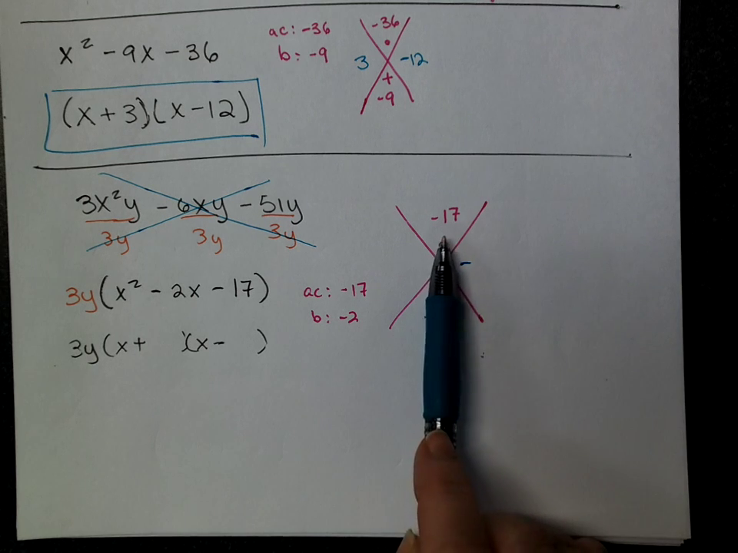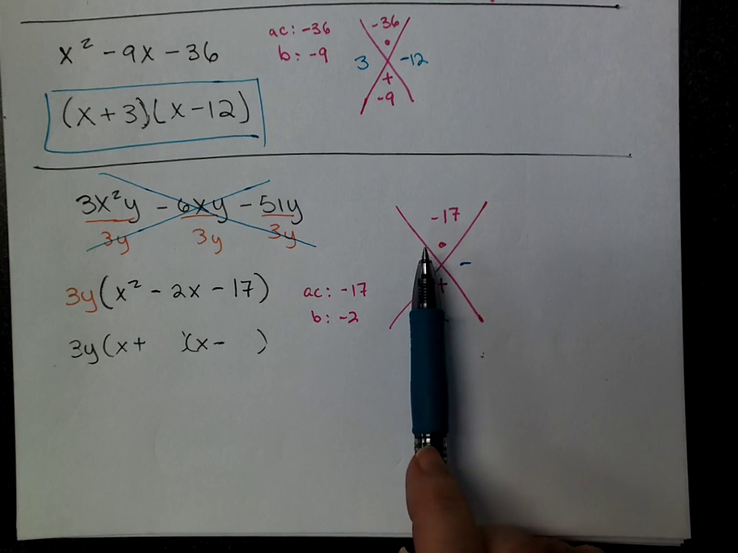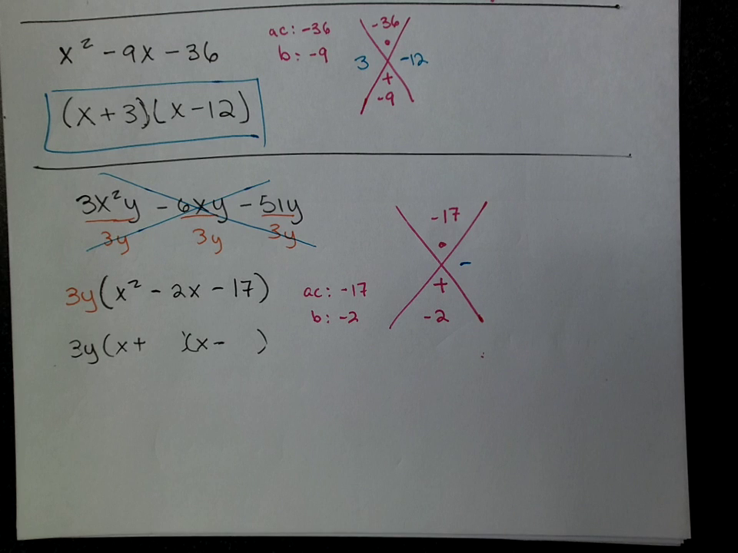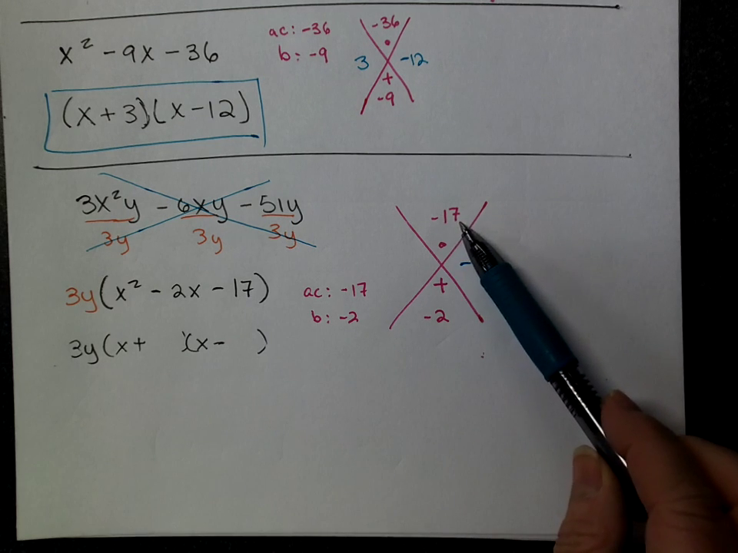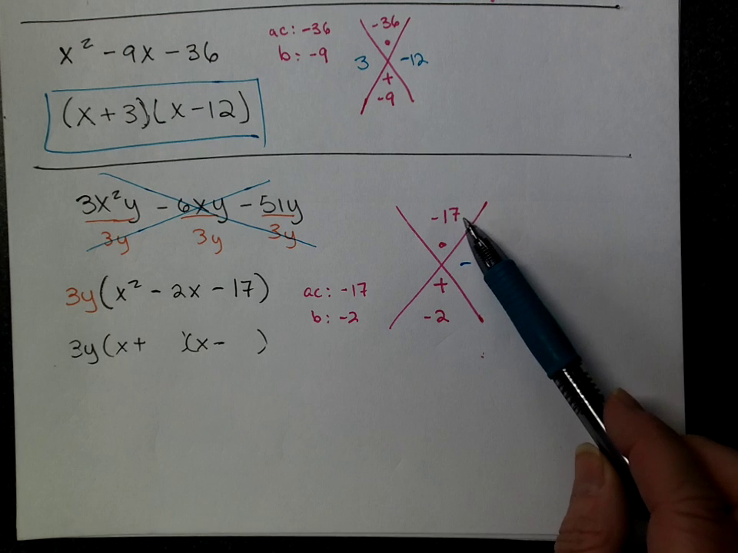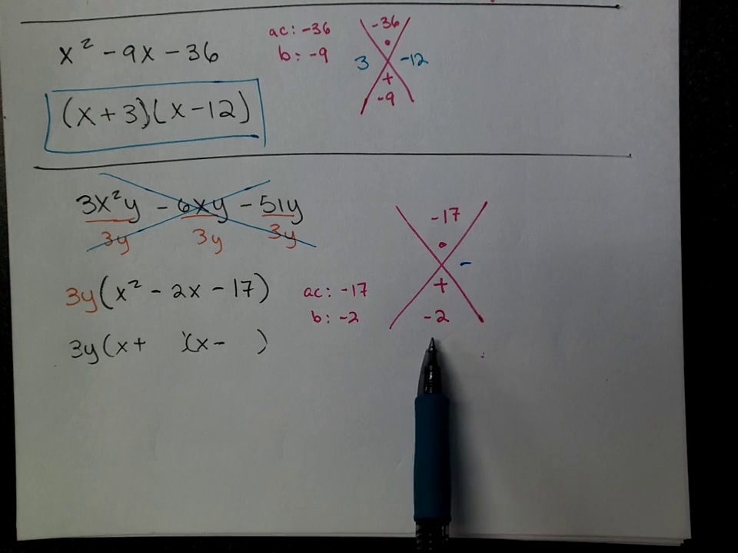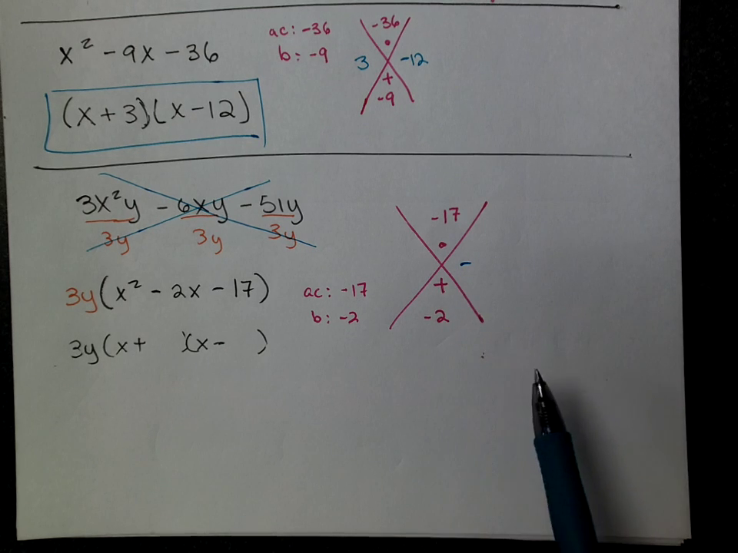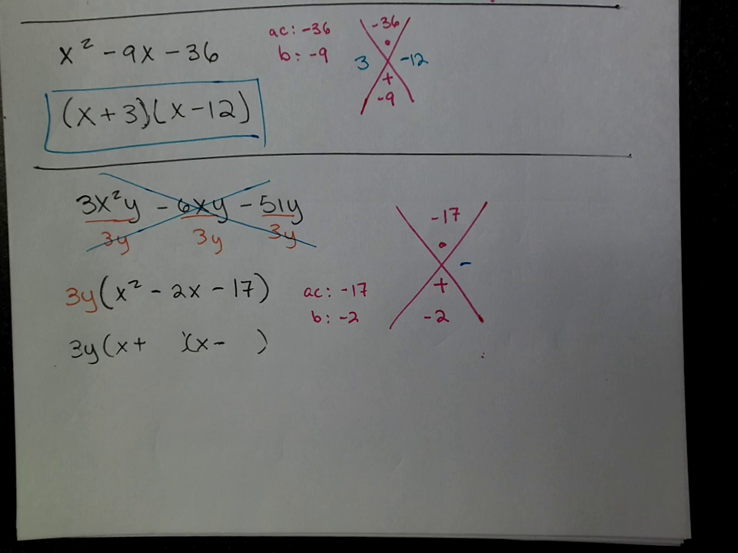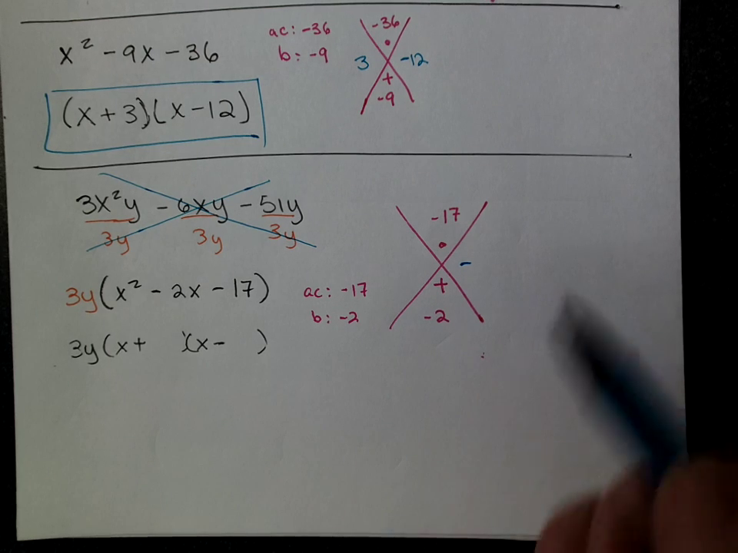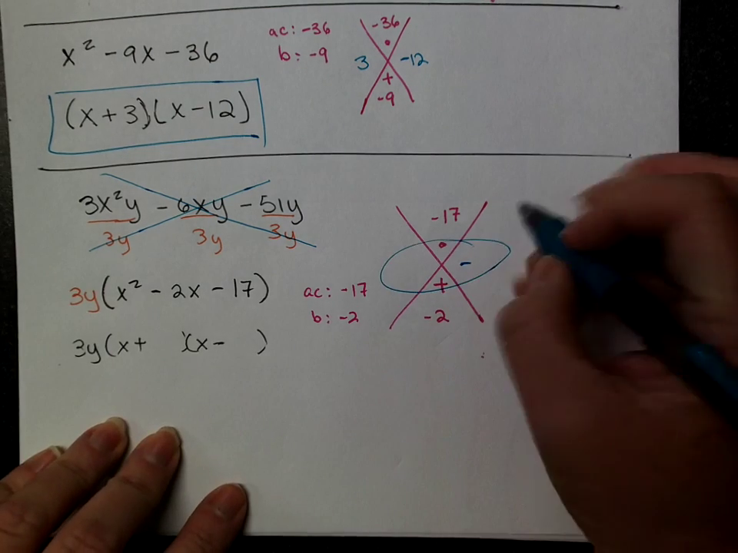Think of factor pairs of negative 17. There aren't very many. Negative 1 and 17. What kind of number is it? Prime number, so it only has one factor pair. So 1 times negative 17, or negative 1 and positive 17, don't add up to negative 2, right? So there's no magic pair of numbers, okay?